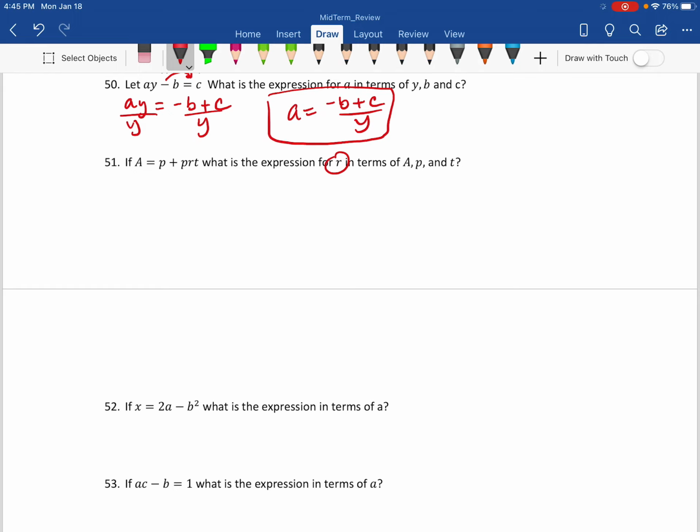Number 51, same situation. We're solving for r. So I want to get the r by itself. We could take the coefficient and distribute. It could look like this. So you could say a is equal to p times 1 plus rt, and then divide by p. So this would become a over p is equal to 1 plus rt. We're going to subtract the 1. So this would become a over p minus 1 is equal to rt, and then divide by t.